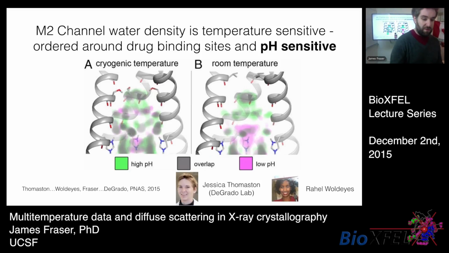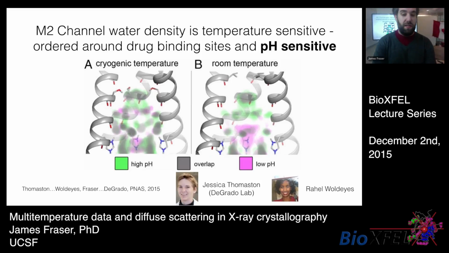What this does is create this gray haze where they overlap completely. And you can see at cryogenic temperatures, we see a lot of overlap. At room temperature, we see much less, and we see some common features, such as at the top of the channel, increased water density at high pH. At low pH, we see some differences at the bottom of the channel. I would point out that the drugs bind right in the middle of this channel.